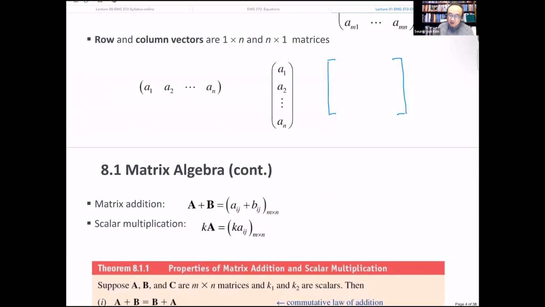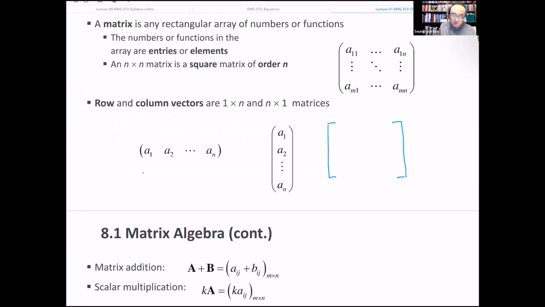So when we say the dimension, this is row 1 by n because the last number is n. And this is n by 1. So this is the row and the column.